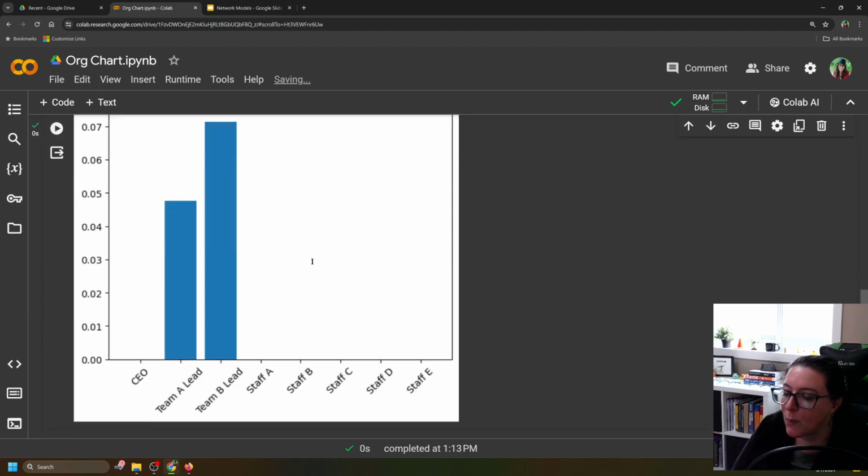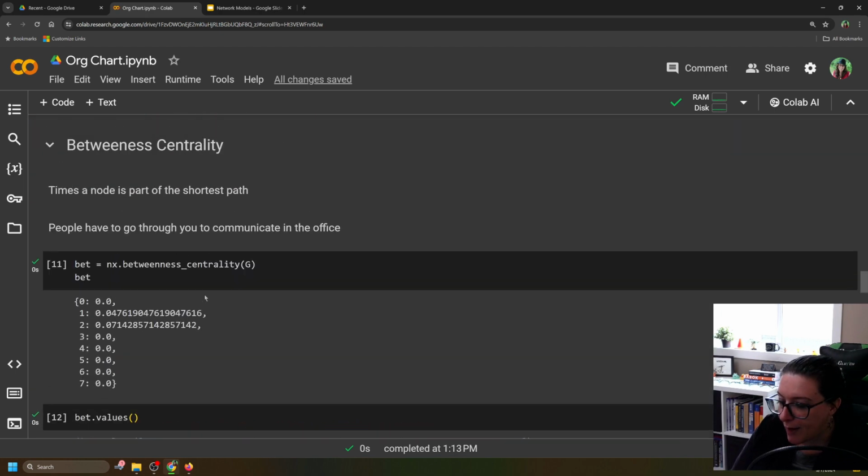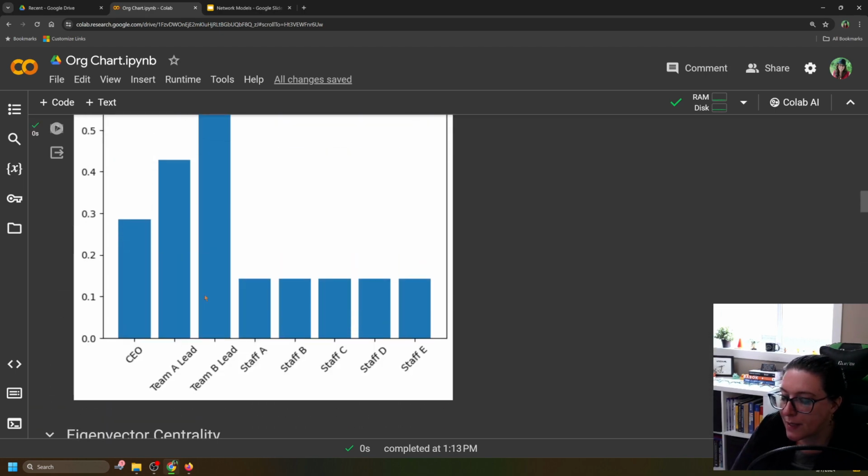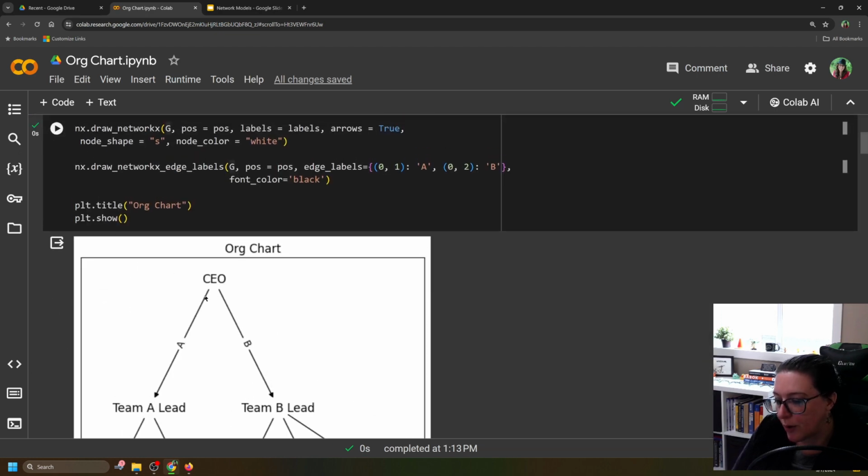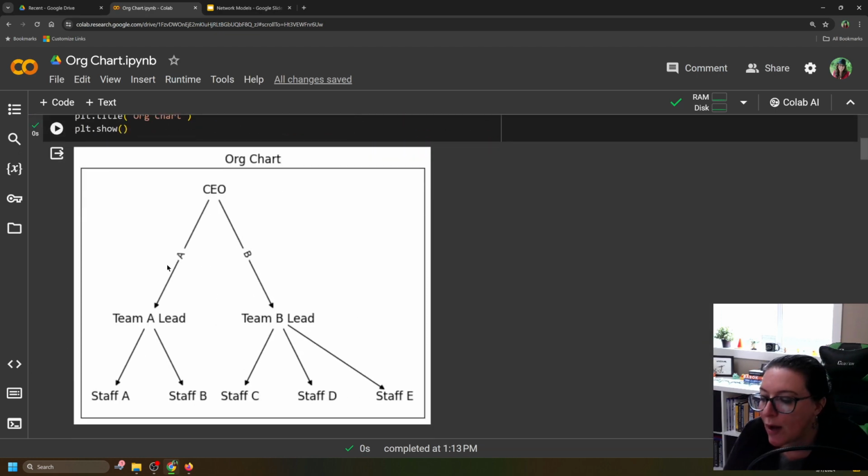And what we see here with betweenness is team B lead has the most betweenness. If we go back, that's because if you want to contact someone, who do you have to go through? Well, you have to go through team A lead for staff A to CEO and staff B to CEO. Well, that's 2 people. But team B lead you have to go through for both staff C to CEO, CEO to staff D, CEO to staff E. So you have to go through the team B lead more in this organizational chart than anybody else.